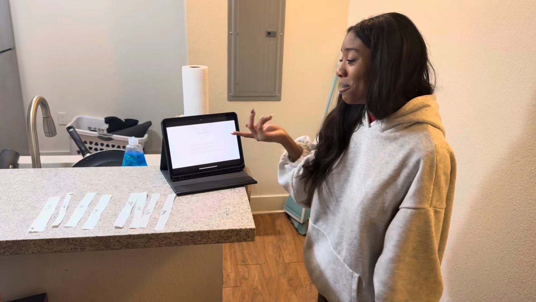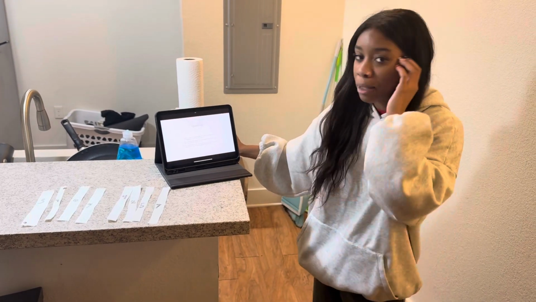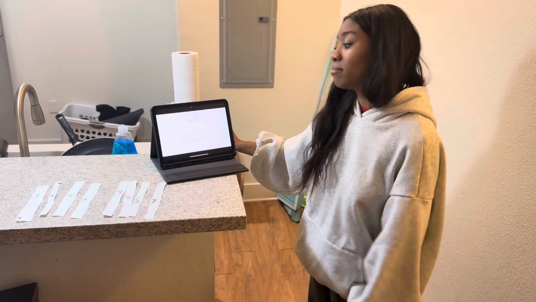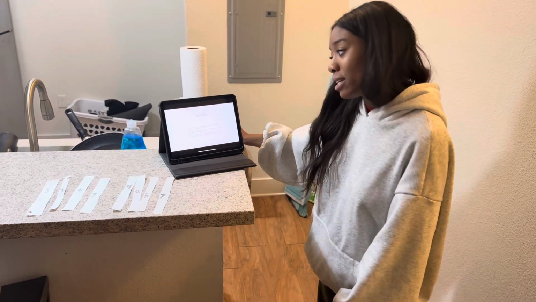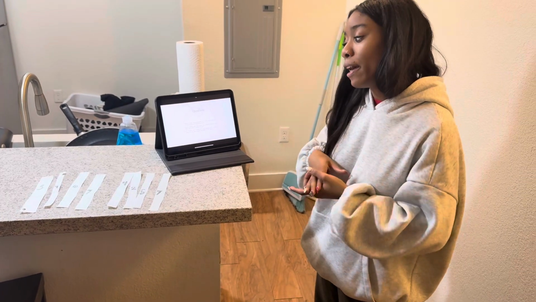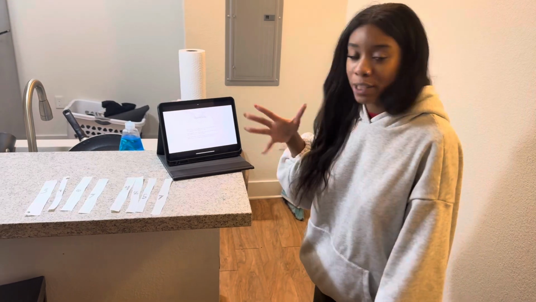Okay, so for the questions, the first question is, what is the main purpose of a stem and leaf plot? To organize and visualize data. My second question is, how would you represent the number 56 in a stem and leaf plot? I would hope that the students would say 5 would be the stem and 6 would be the leaf.